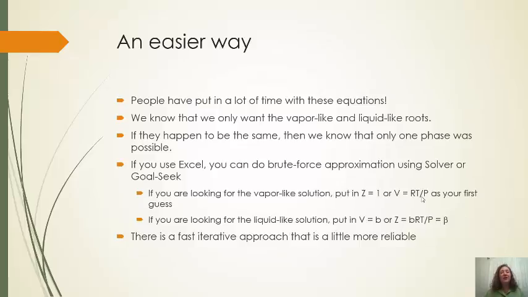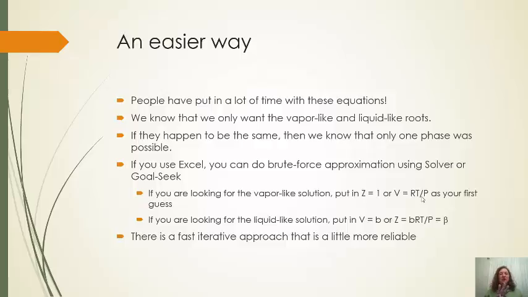Okay? So we know, first of all, that we want the vapor-like root and the liquid-like root. We don't want that middle root. We also know that if I am expecting a vapor, because physically I've seen the system, then that vapor-like root is probably the only one I want. Okay? So there are some approximation methods that are iterative that can be used, and computers don't mind the brute force approximations. Okay? What is helpful, however, is basically to start with the right value.